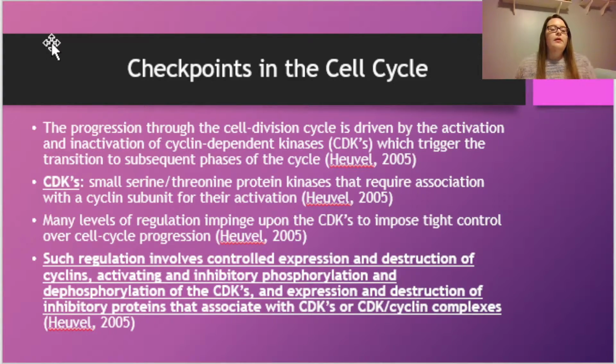But in regards to the CDKs, whenever we define them, they are the small serine or threonine protein kinases. What they do is they require the association with the cyclin subunit for their activation. And this is important with regulating the cell cycle again. And there are many levels of regulation that impinge upon the CDKs to impose tight control over the cell cycle progression. And now we're going to get into the particular things that regulate the cell cycle.